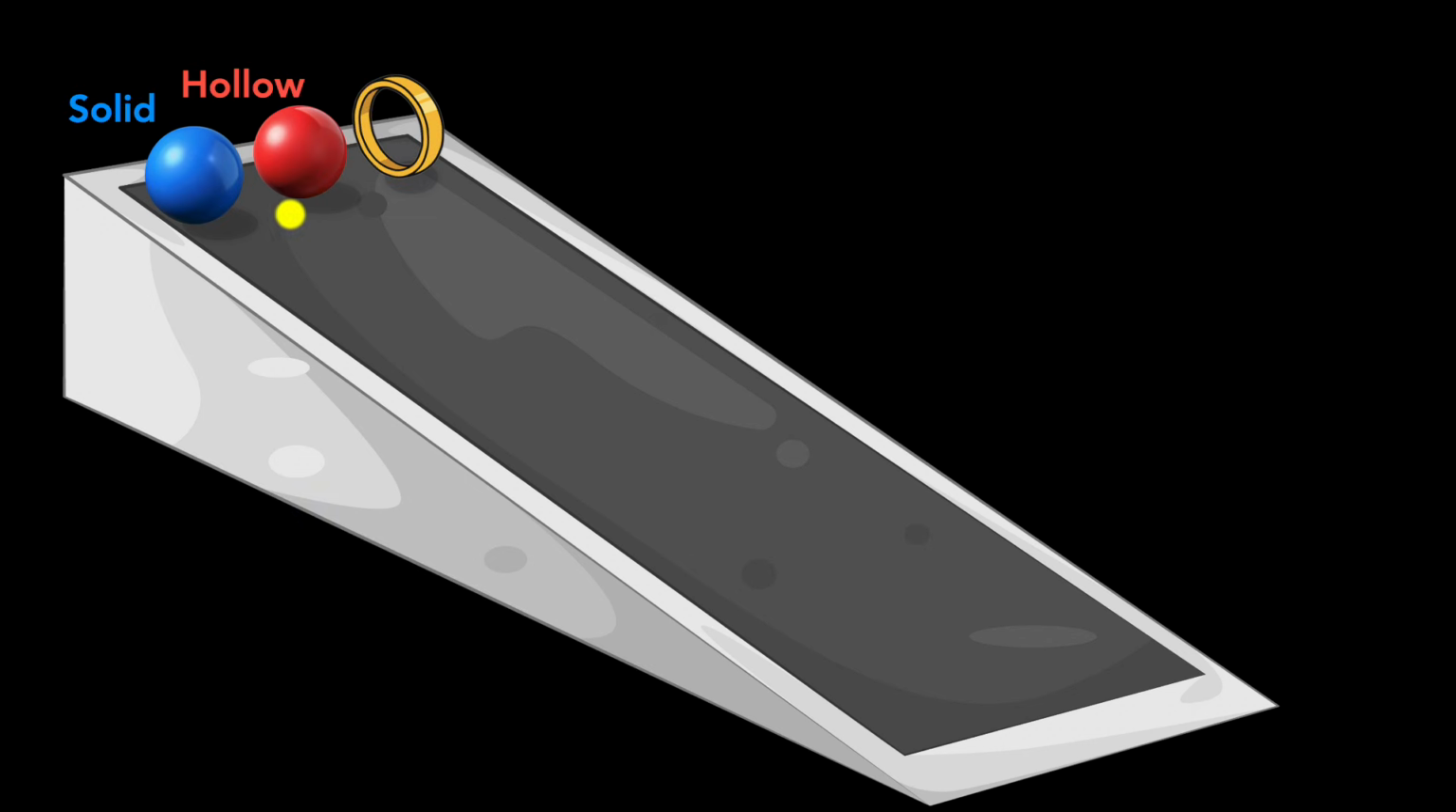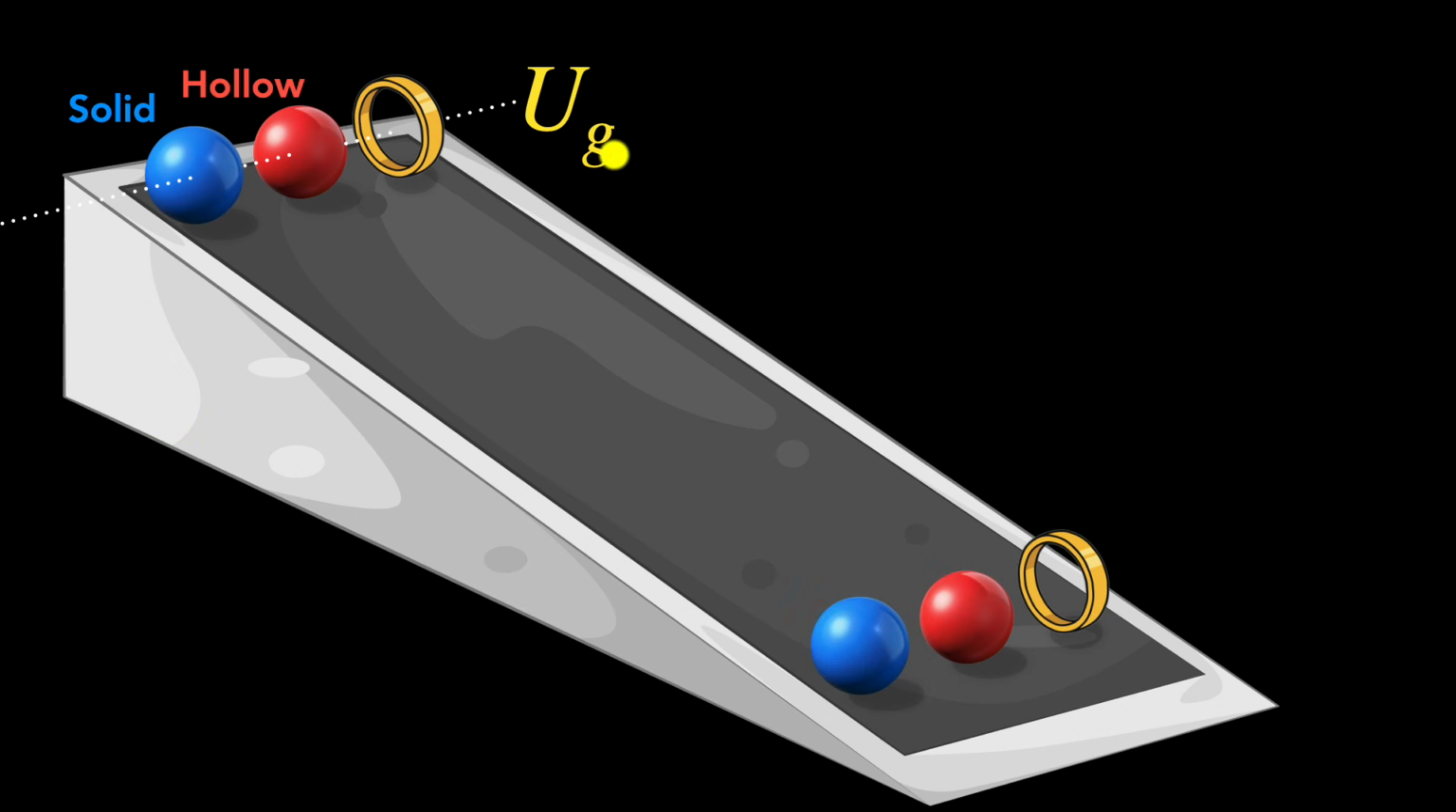All right, now let's go back to our original problem. We know initially they all have the exact same gravitational potential energy to begin with because they have the same mass, they're the same height, all right? And when they reach the bottom, all of that potential energy would have been converted to kinetic energy.